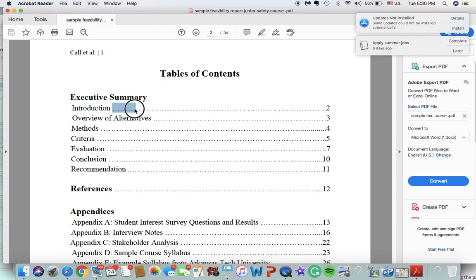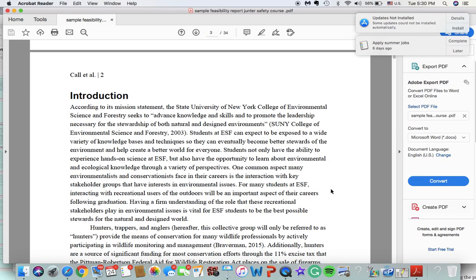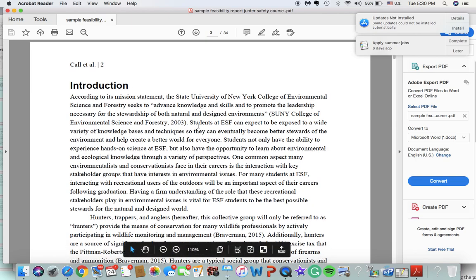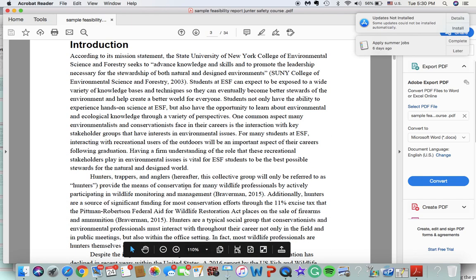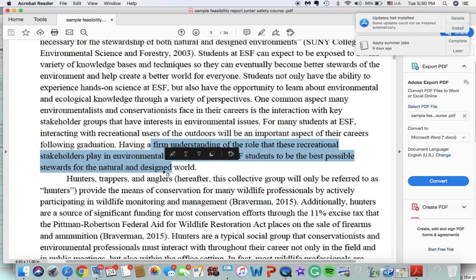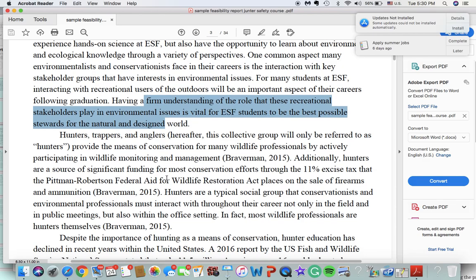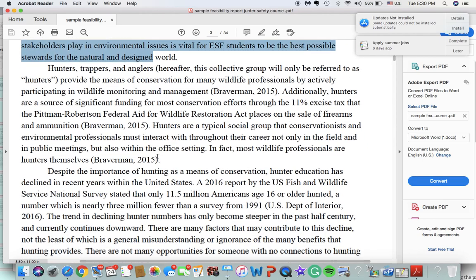And these are these little dots I was talking about, the periods, if you will. All the numbers line up correctly on the right-hand side. We've gone through this before, but again, the introduction simply gets us an announcement. It anchors us with a proposal: having a firm understanding of the role these recreational stakeholders play helps us get good stewardship. And this is going into a hunter safety course.